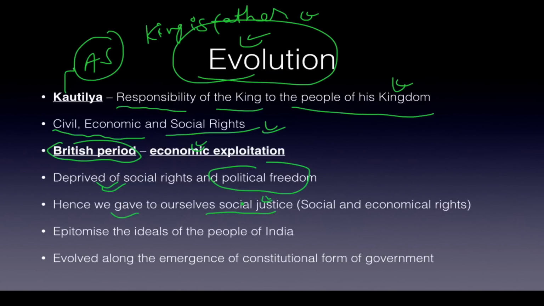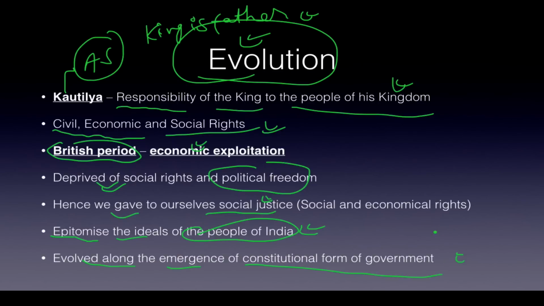If we read the preamble, it says: We, the people of India, on this 26th November 1949, do adopt, enact, and give to ourselves this Constitution. So we gave ourselves social justice, and this epitomizes the ideals of the people of India, obviously, and evolved along the emergence of a constitutional form of government.